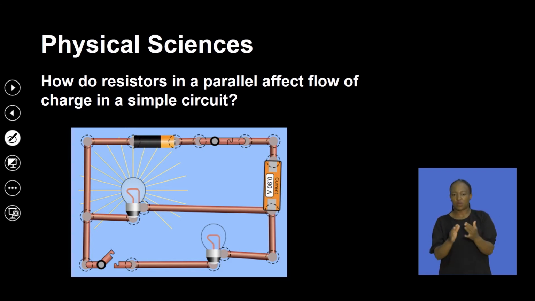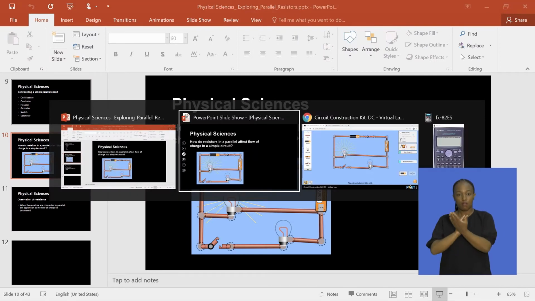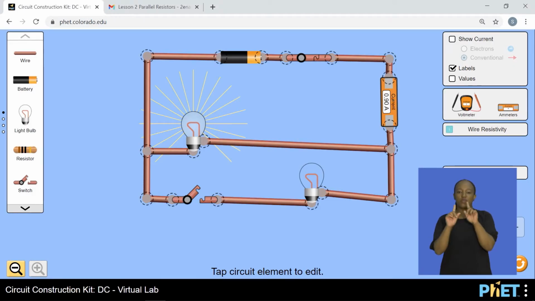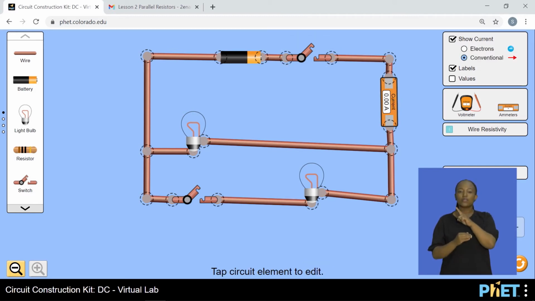So let's go to our simulation. If we go to our simulation, this is what we have. Now, I'll open the switch for now. You'll realize that there's zero current in this circuit, or there are no charges flowing. Why? Because the circuit is broken. We'll use the conventional current. But what if we complete the circuit? There will be current in the circuit.